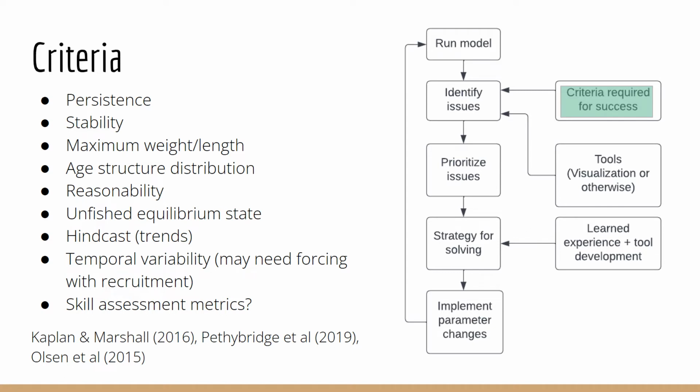reasonability. This actually is a criterion that we've defined. It's one where the overall biomass of a group lies within reasonable bounds, based on data or otherwise, over some defined time period. Other criteria might be whether you have the maximum weight length criterion satisfied. Maybe you employ some skill assessment metrics like those in the Olson paper. Maybe there are other criteria. What do you employ?